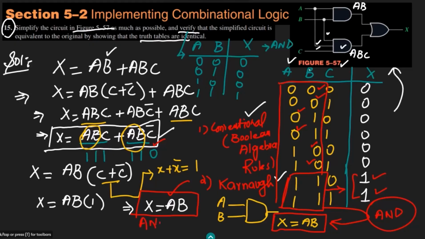So that is the verification stage in which I have got that the output x equal to AB is the output which I had to find out, and the truth tables here and here are identical. So that's it for today, in which I have solved question 15, and I will see you with some more interesting questions in our upcoming video. Till then, take care of yourself.